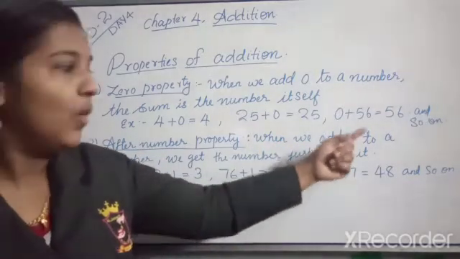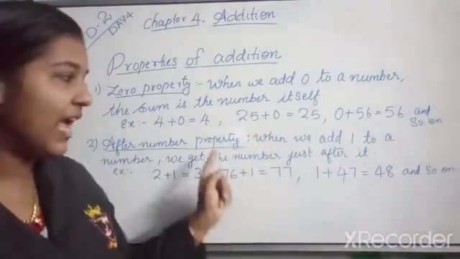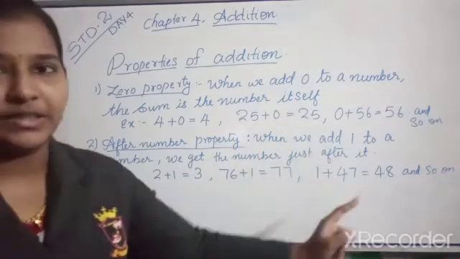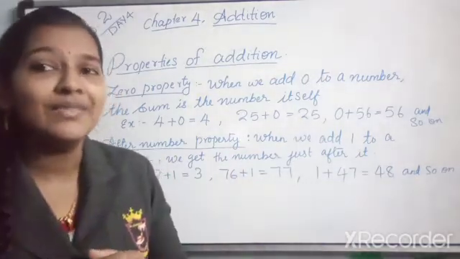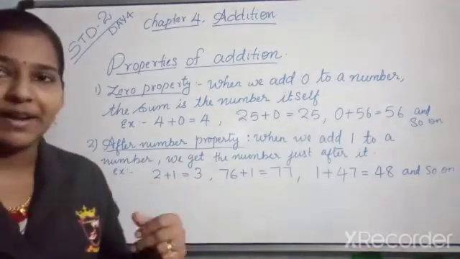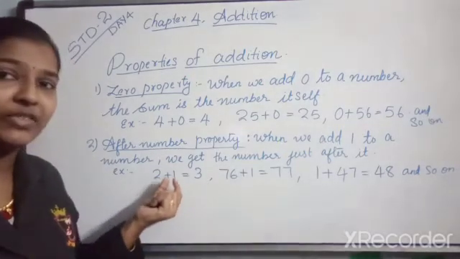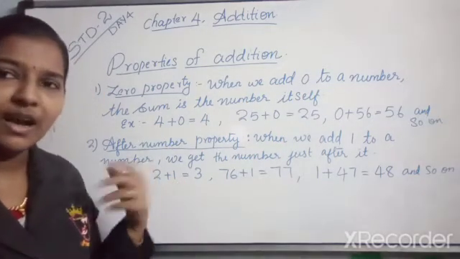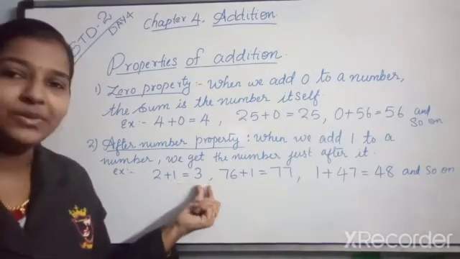When we add 1 to a number, we get the number just after it. If we are adding 1 with a number, then we will get the after number of that number. For example, 2 plus 1. I am adding 1 with 2. If you are adding 1 with a number, you will get the after number of that number, isn't it? So, the after number of 2 is 3, that we know. So, 2 plus 1 is also 3.